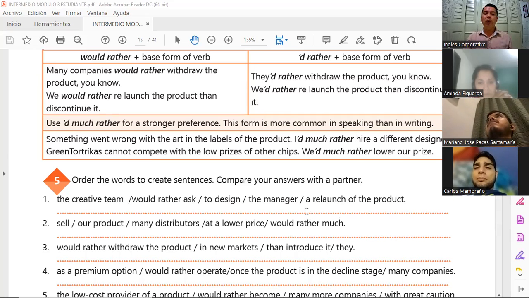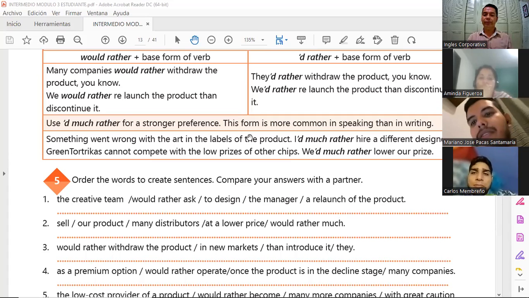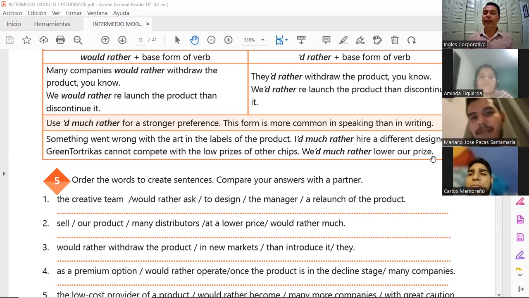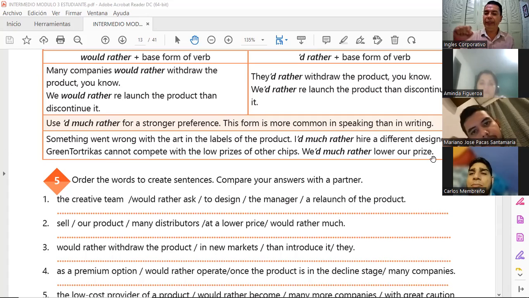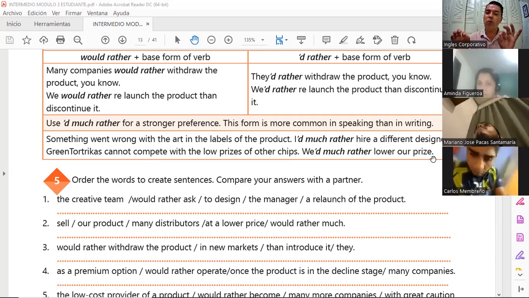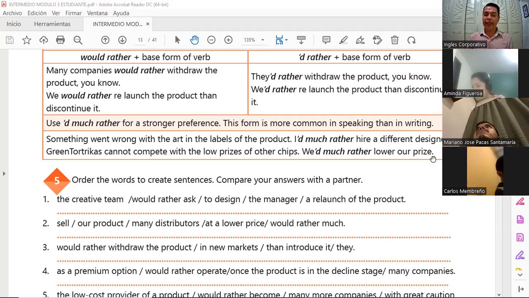Mariano, can you help me with number one? Okay, sir. The manager will rate the creative team, rate us the creative team to design a relaunch of the product. Very good. Now, class, copy again, please. Copy again, because yesterday we did it, but I want to check word by word, right? Today, we're going to check word by word. I will repeat what Mariano says.